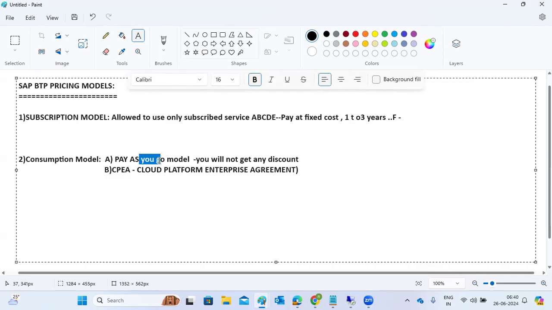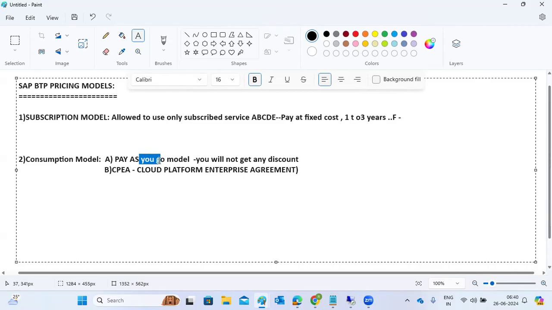Organizations make a prepaid investment in cloud credits for the contract duration. So for the annual commitment to consume the BTP services, we need to pay for cloud credits, and then those credits will be auto debited from your account here. This model is suitable for customers who have well established plans and use cases, and who want to go for all the services, switching between the services here. So this CPEA plan is flexible here.